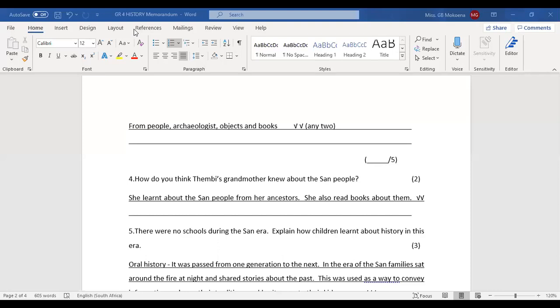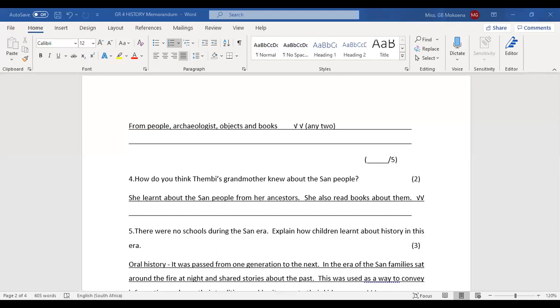Okay, moving on to number 4. How do you think Tembi's mother knew about the San people? My answer here says she learned about the San people from her ancestors. Okay, from her ancestors. She also read books about them. What did you say? Because this is my answer. I believe you guys didn't write the same answer as mine. So what's your answer? Nati?